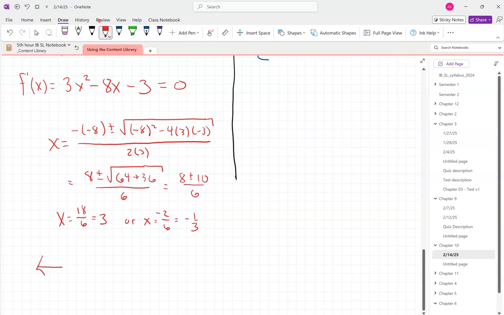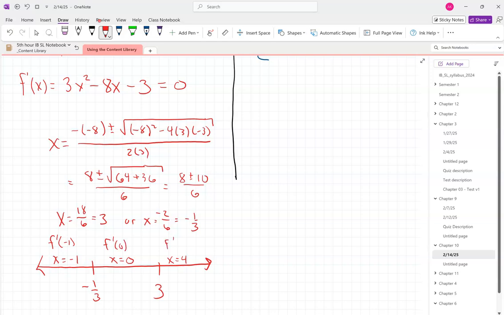Now that I've identified where the zeros are, I'm going to go ahead and make my sign diagram. So I'll pick a value less than negative 1/3, a value between negative 1/3 and 3, and then a value bigger than 3. And then we'll evaluate the derivative at each of those and see whether it's positive or negative.